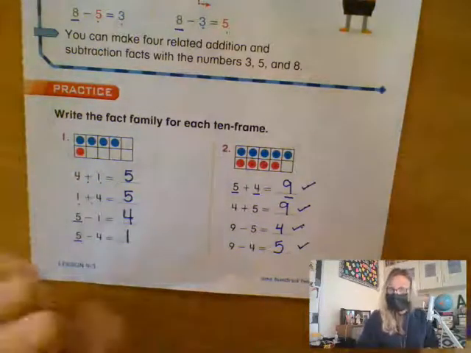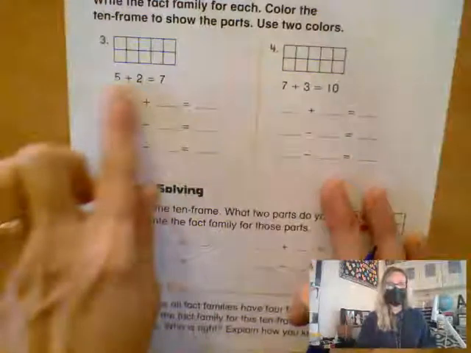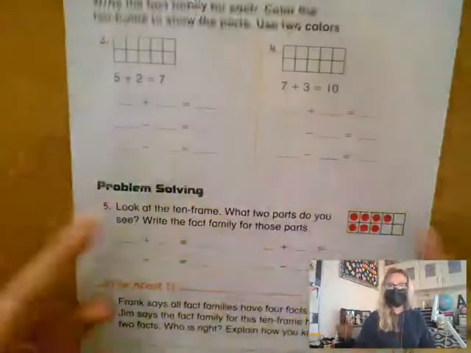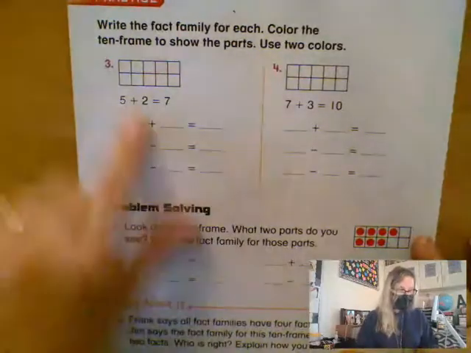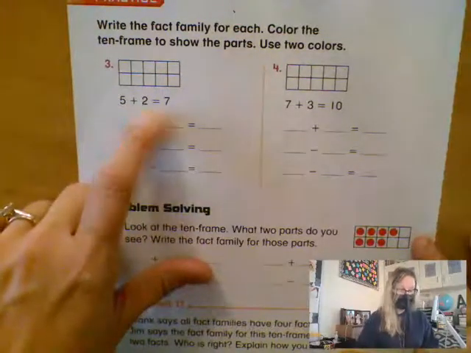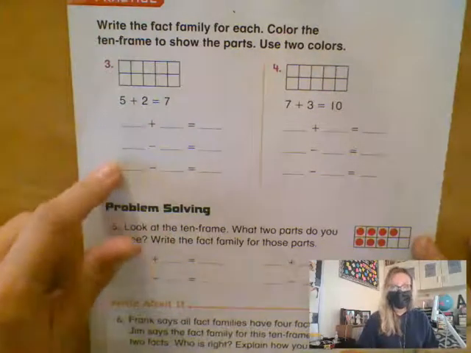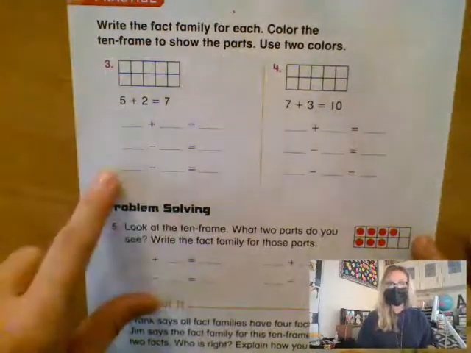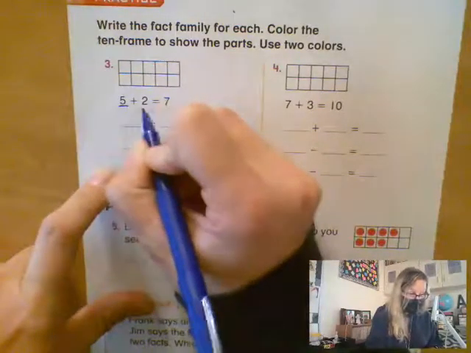You are welcome to use your 10 frames and counters at home if that helps you. They've also given you 10 frames here where we can use 2 colors and show our fact families. So for number 3, we have 5, 2, and 7. These are the 3 numbers that must appear in all 4 of our equations for our fact family. So our parts are 5 and 2.